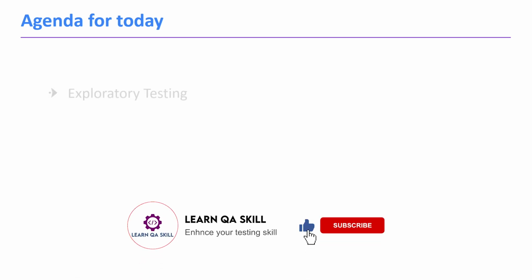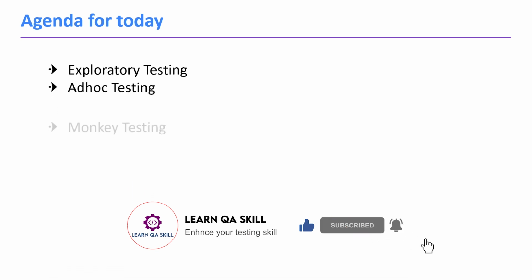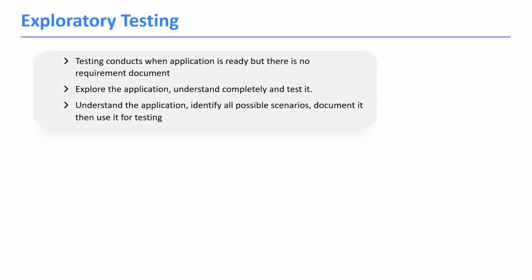In today's video, we are going to learn about exploratory testing, ad hoc testing, and monkey testing. So first is exploratory testing. Exploratory testing is randomly conducted on the software application without any requirement document or any test cases. This testing is conducted when the application is ready, but there is no requirement document.